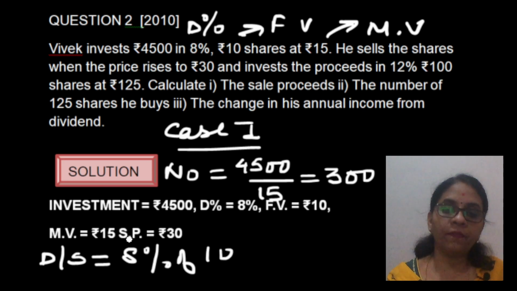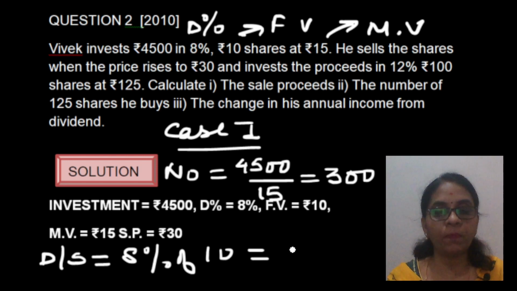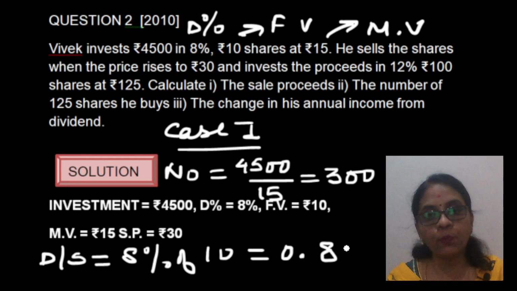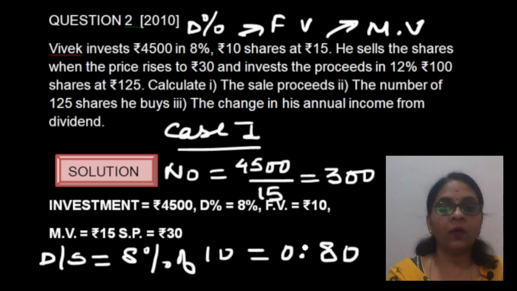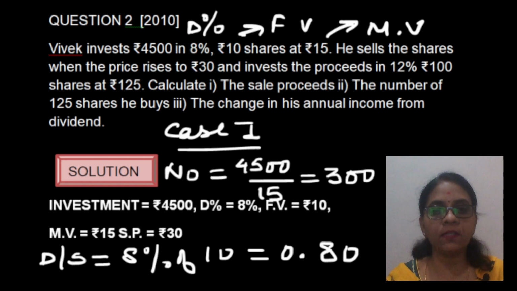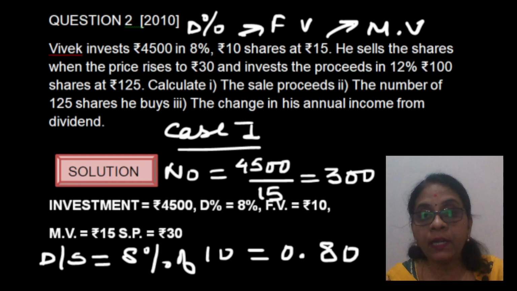What will be 8% of 10, children? 8 by 100 into 10 is what? 8 by 10, which is nothing but 4 by 5, and 4 by 5 is 0.8. Again I am laying stress on this. If you write it as 0.8, you will lose your mark. You should write it as 0.80. This is the D per share. This is the dividend per share the first company pays to Vivek.